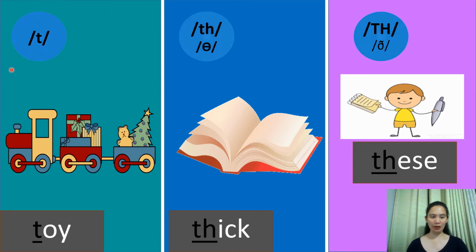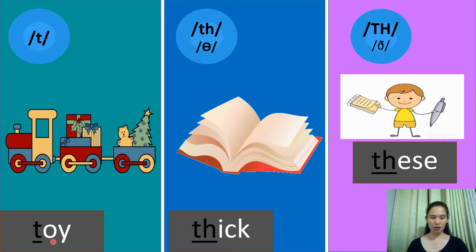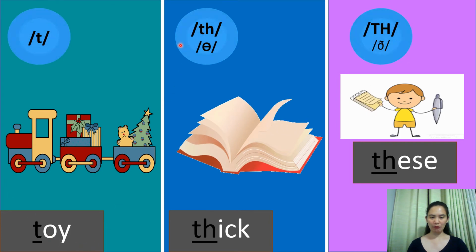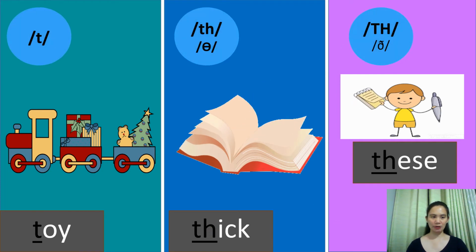Now let's read again all the words. For the sound of T, toy. For the sound of F, thick. For the sound of V, this.